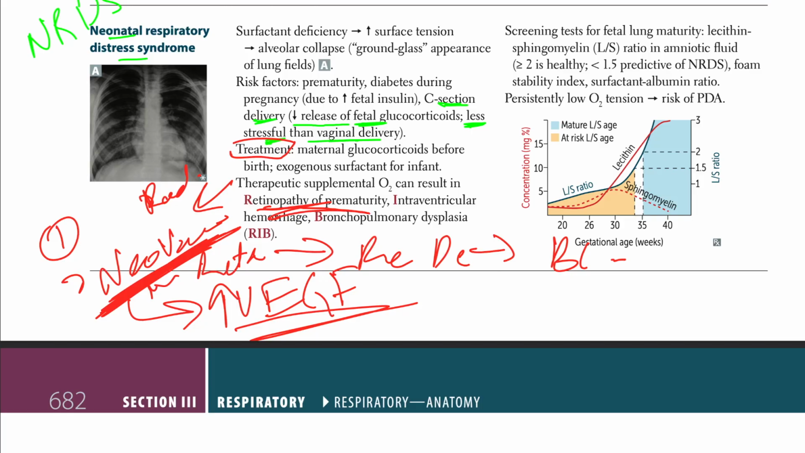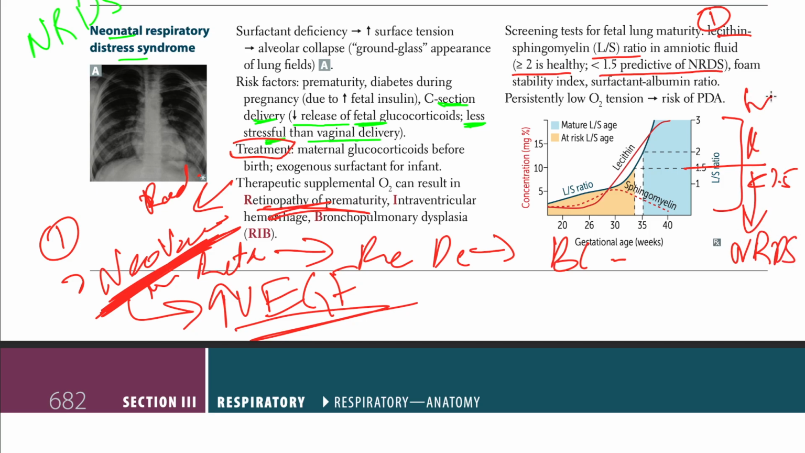Okay, on the right side, what do we have? Screening test for fetal lung maturity. One thing you can do is the lecithin sphingomyelin ratio, LS ratio, in amniotic fluid. Greater than 2 is healthy. Less than 1.5 is predictive of NRDS, and you can see these ratios here. If your ratio is less than 1.5, below this, you're going to think about NRDS. If it is above, you say healthy.